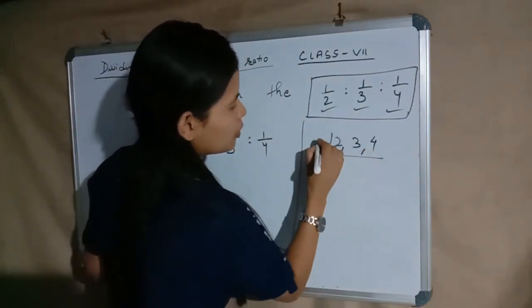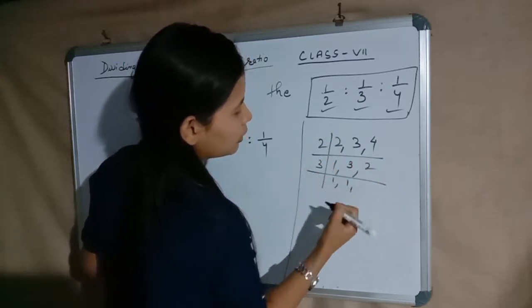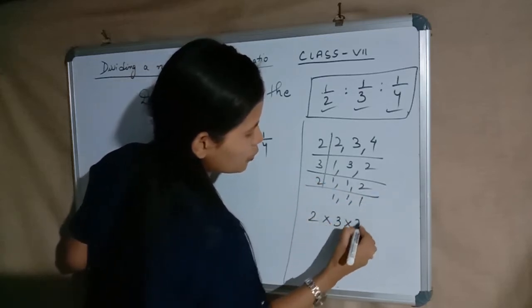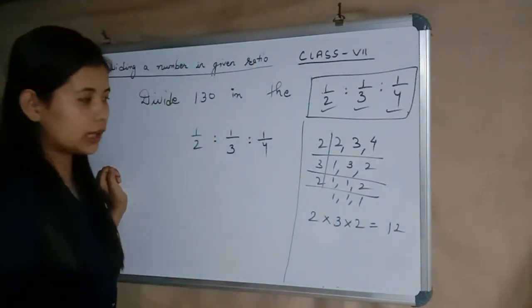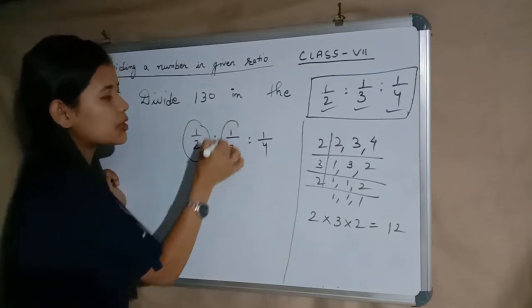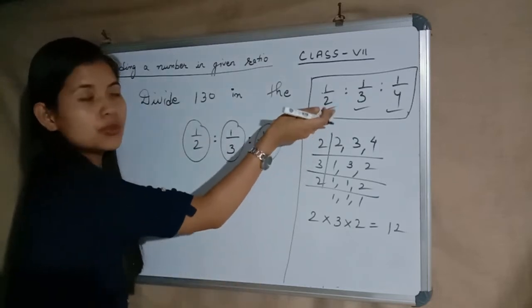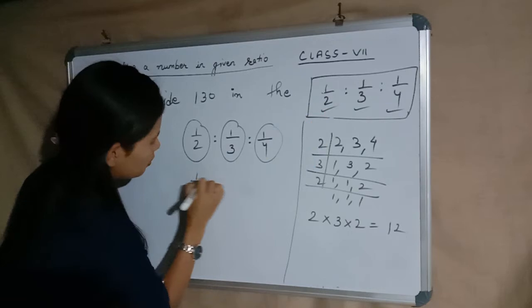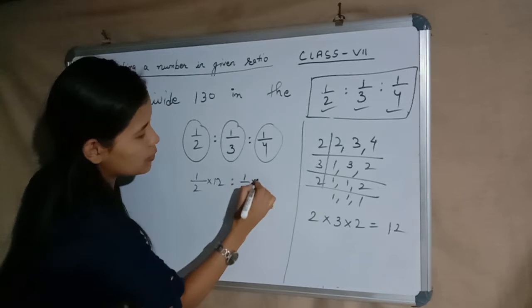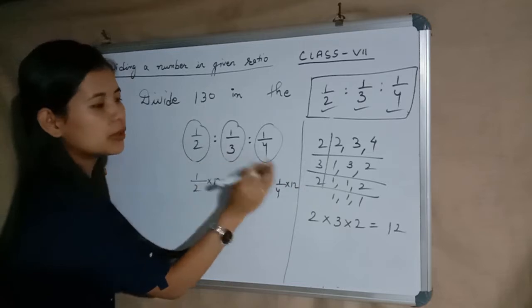So this is 2 ones are 2, 3, 2 twos are 4, 3 ones are 3, 2, 2 ones are 2. So LCM will be 2 into 3 into 2, that is equal to 12. After taking the LCM, what we do is we multiply each term by the LCM. All these things we are doing to convert this ratio to the simplest form. Remember that. So that is 1 by 2 into 12 is to 1 by 3 into 12 is to 1 by 4 into 12. I am multiplying each term by the LCM.